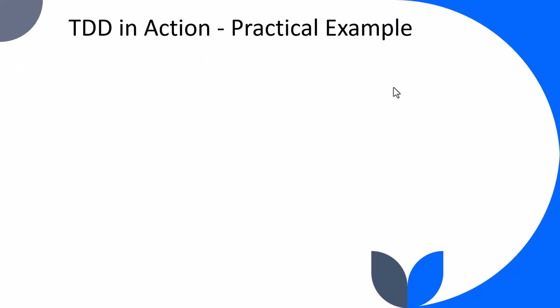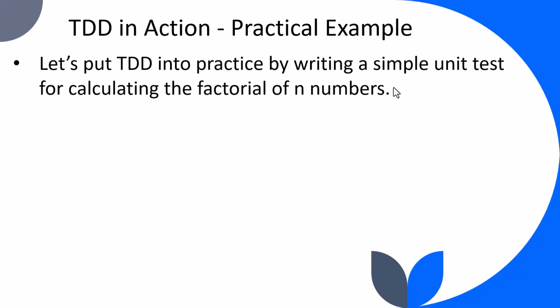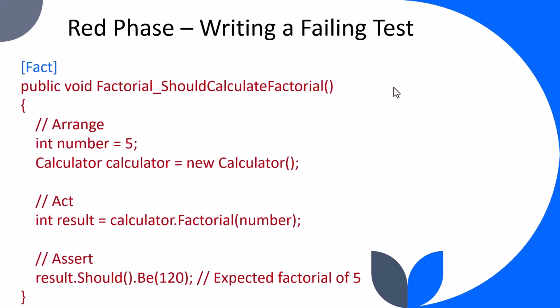Now we'll go for a practical example. So let's put TDD into practice by writing a simple unit test for calculating the factorial of n numbers. And we shall use the XUnit testing framework and the Fluent Assertions library to write our tests. So first of all, here is the example of the failing test. Now we'll see it in action soon on Visual Studio.